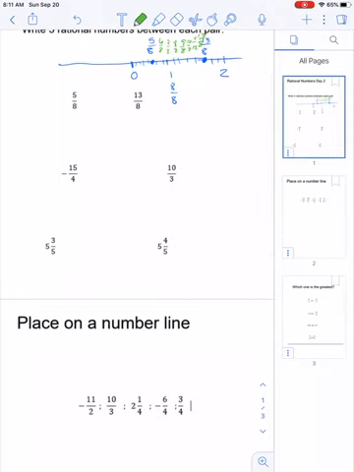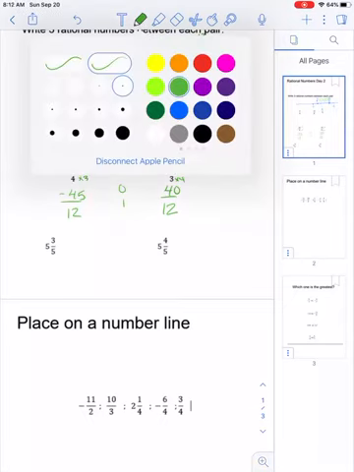Next question, I have negative 15 over 4 and 10 over 3. The first step, we're going to put them on a common denominator. We're going to be using 12 for this. So I need to times my 4 by 3 gives me 12. And negative 15 times 3 gives me negative 45. Here I have to times it by 4. 3 times 4, 12. And 10 times 4, 40. My 0 would be in the middle. So any number between negative 45 over 12 and 40 over 12 would be good.